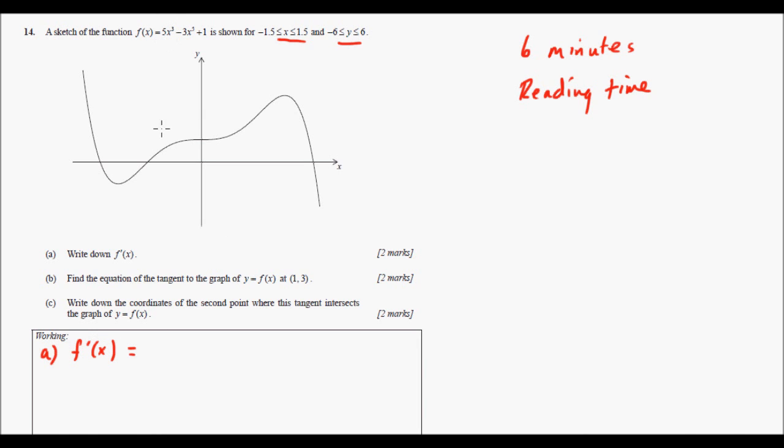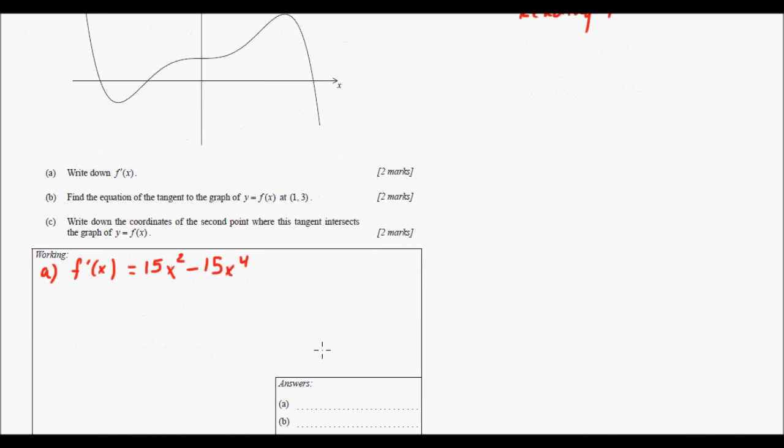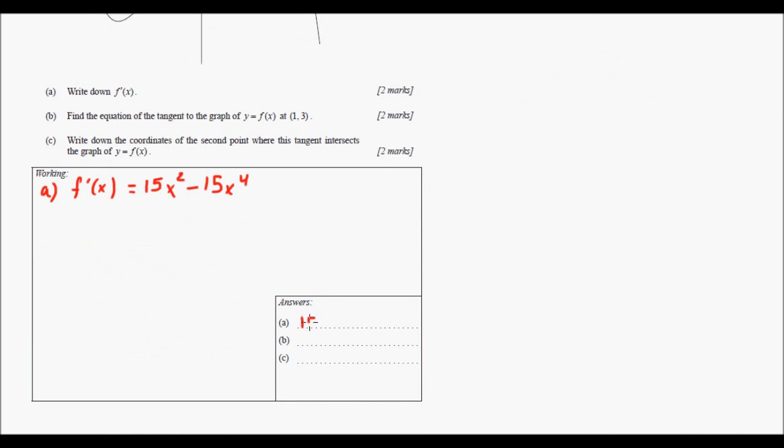So let's do 3 times 5 is 15x, take 1 away from the exponent. So it's 15x squared minus 5 times negative 3 is negative 15x to the fourth, and then the 1 stays the same. So that's our first answer there. So 15x squared minus 15x to the fourth. That's our derivative function, or what's also called a gradient function. So any value of x we plug in here will give us the gradient at that point.